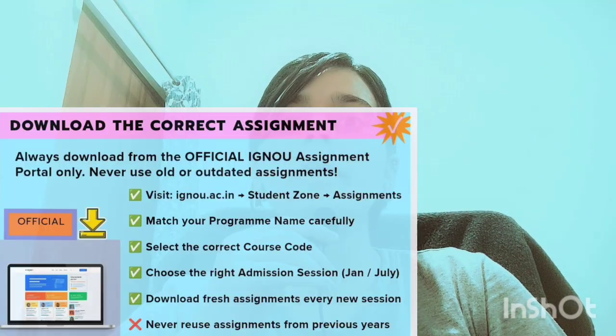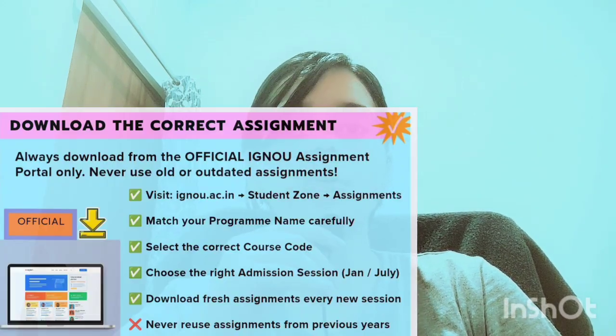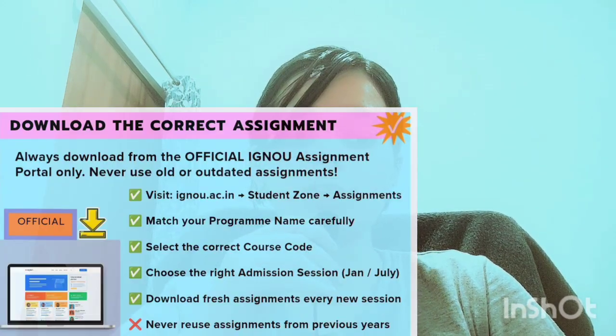We need to understand the correct way of downloading the assignments. You can yourself download the question paper from the IGNOU official website, and there you have to take care of the year for which you have to write the assignment. Whenever you download any question paper, you cross check the program name, the course code, the subject code, everything.